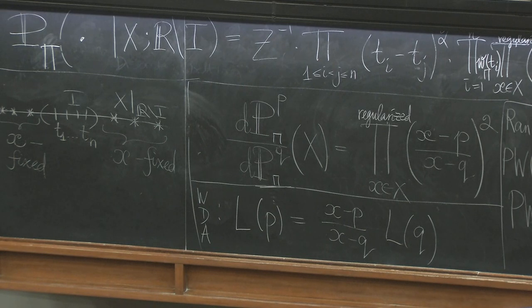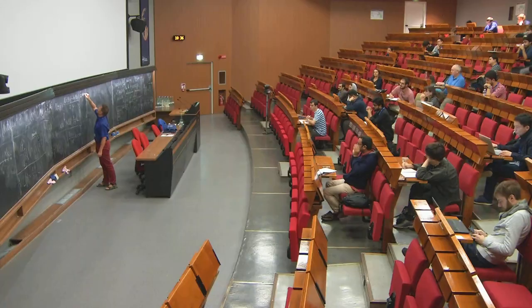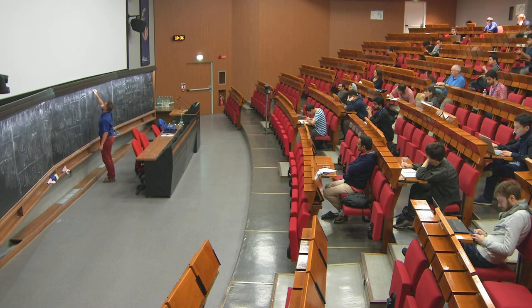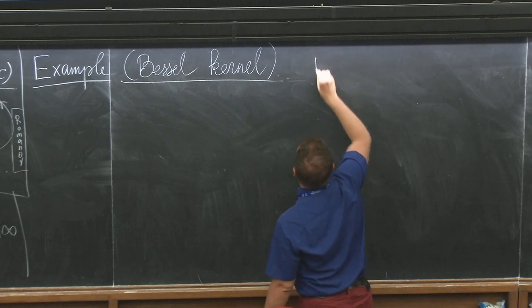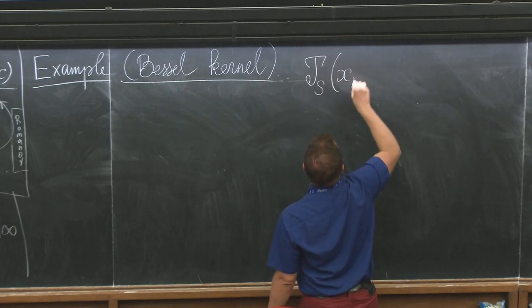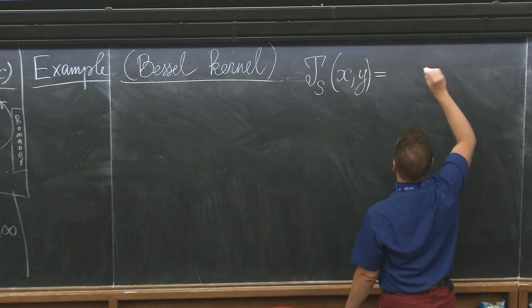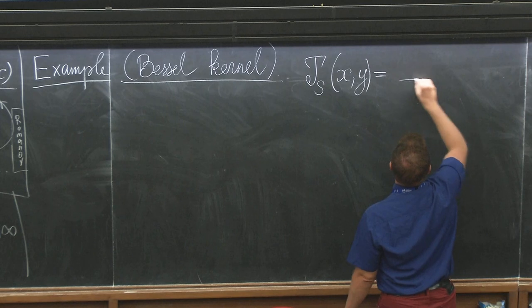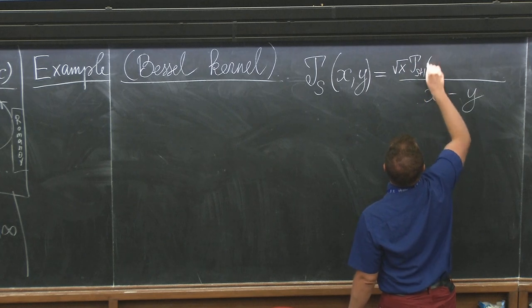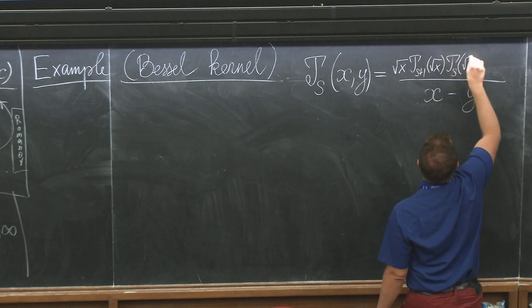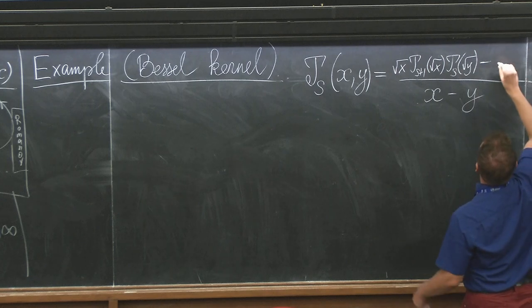I will consider two examples, one example without regularization and one example with regularization. The example without regularization is the example of the Bessel kernel. This is the kernel which, again, we saw several times in the talks today during this conference. So I write square root of x gs. I write it in a slightly different form, but it comes down to the same.